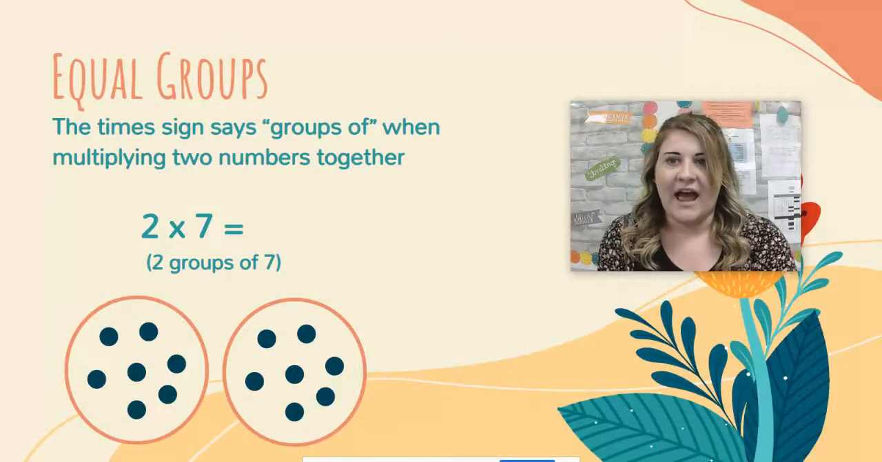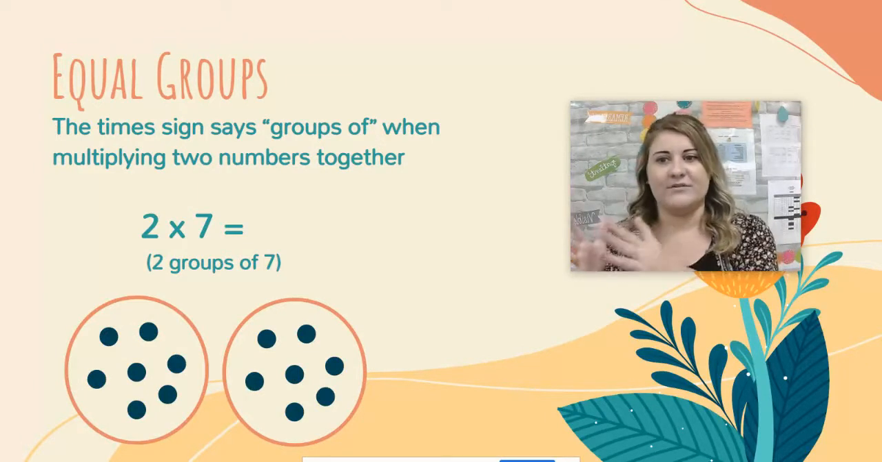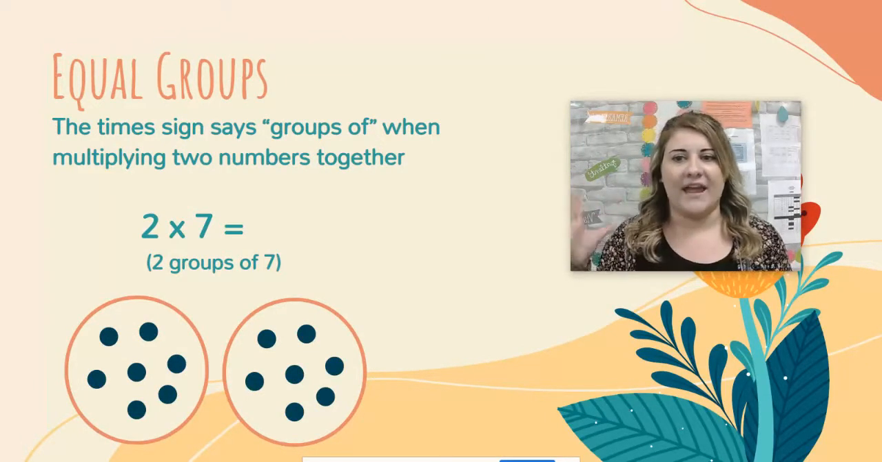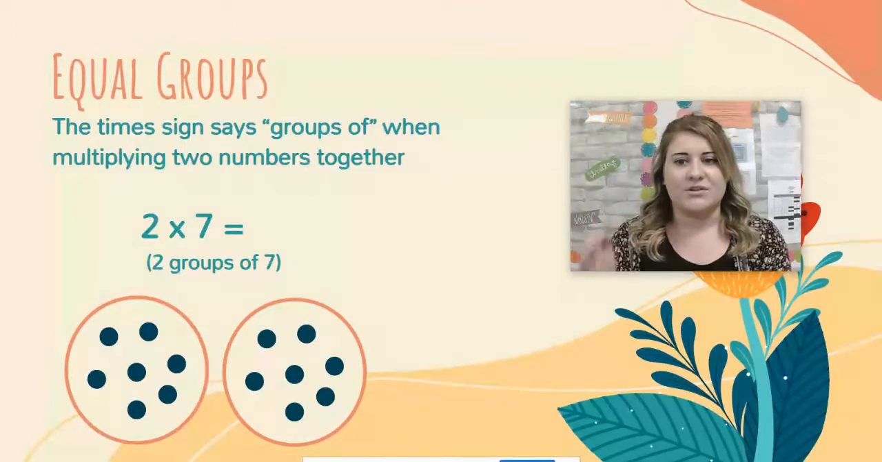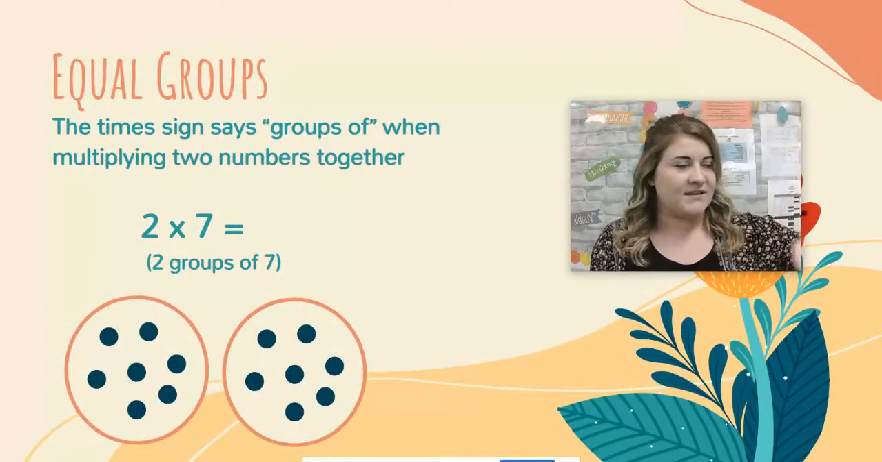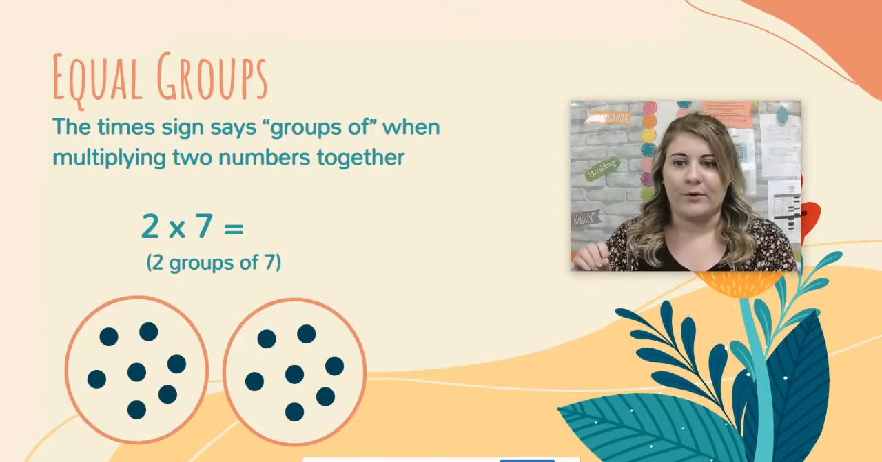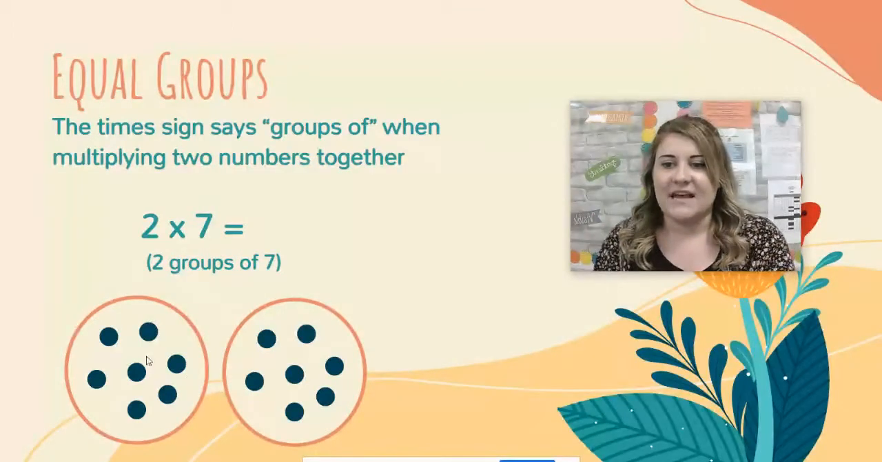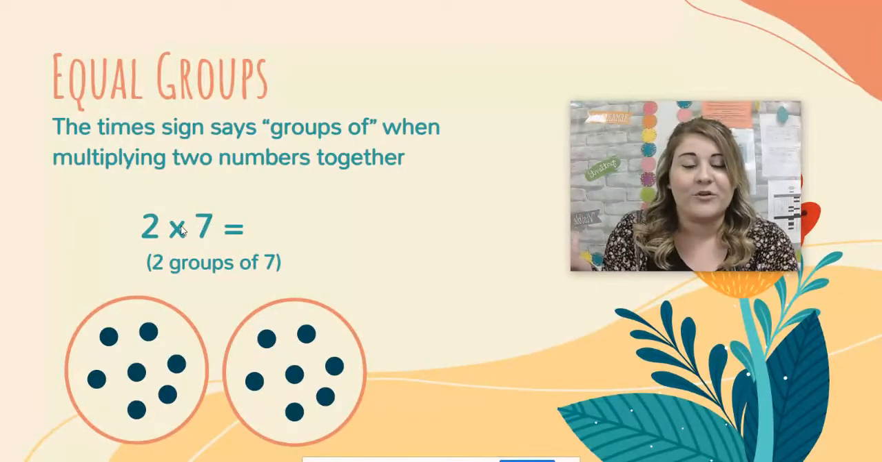Let's look at 2 times 7. To find the answer for 2 times 7, I took the X and put the words "groups of" there. Instead of saying 2 times 7, I'm going to do 2 groups of 7. I'm going to draw 2 circles, just like this, and I put 7 dots in each group, okay? So we have basically 7 plus 7 to find that answer. We are doing the number 7 2 times. That's what multiplication is, okay?